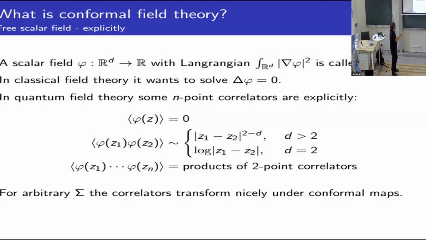Maybe the 0-point function, the 1-point function is 0 by some symmetry, and the 2-point function is something like this, depending on the dimension. So it says the further the points are away, the less the correlation between the evaluation of these random functions at different points. And if you have higher correlation functions, then they're the product, in all different ways you can decompose, of 2-point correlators.